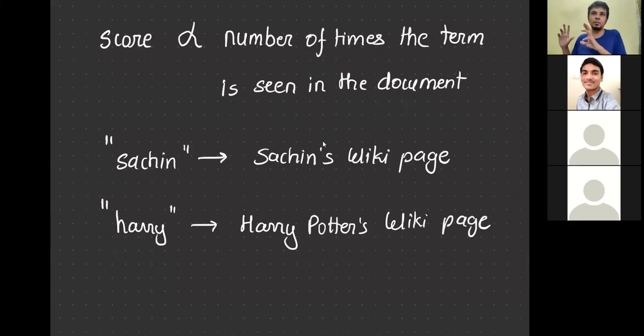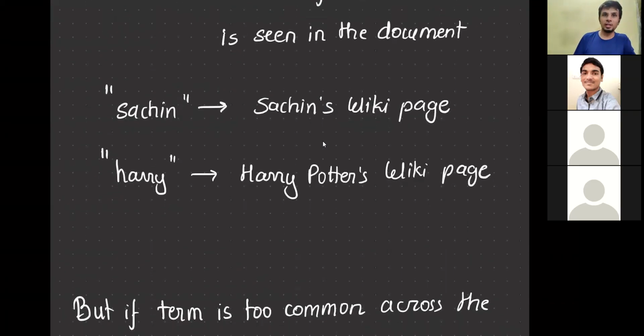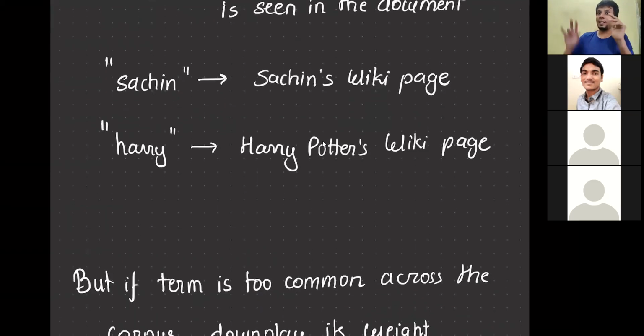Let's say I'm searching for the word Sachin. This would give a boost to a document which is the Wikipedia page of Sachin, in which Sachin would be present thousands of times. So the idea is simple: a document is relevant for a search query if the search query is present in the document a lot of times. So Sachin in Sachin's wiki page, Harry in Harry Potter's wiki page, those corresponding pages should be ranked higher, right?